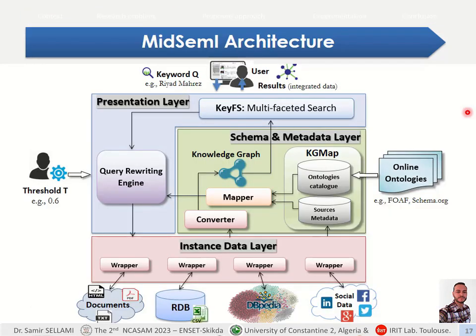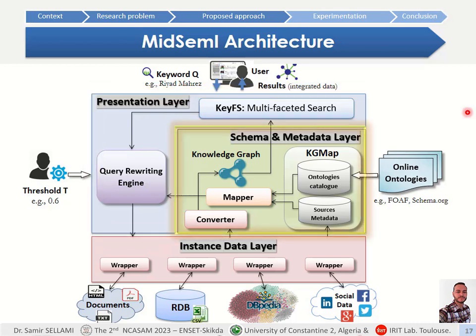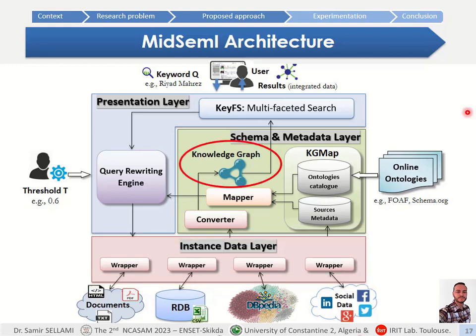Let's begin with MidSemi. So the MidSemi architecture consists of three layers. A presentation layer that essentially consists of a multifaceted user interface that allows keyword-based search and exploration of integrated data. A schema and metadata layer, configured by an expert, that presents the logic of the mediator. And a data access layer that consists of different wrapper modules that are responsible for extracting data from different data sources. Note here that the knowledge graph is a central element in our architecture, and it acts as a vocabulary used as a common language between these different layers.